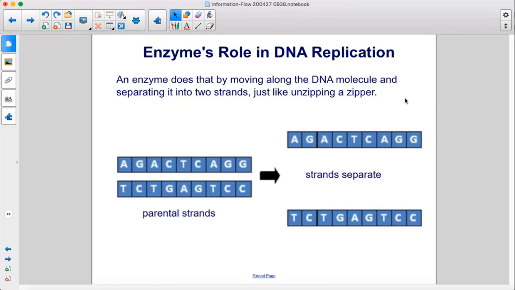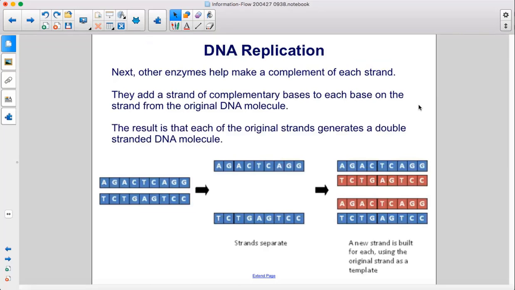An enzyme does that by moving along the DNA molecule and separating it into two strands, just like unzipping a zipper. Next, other enzymes help make a complement of each strand. They add a strand of complementary bases to each base on the strand from the original DNA molecule. The result is that each of the original strands generates a double-stranded DNA molecule.